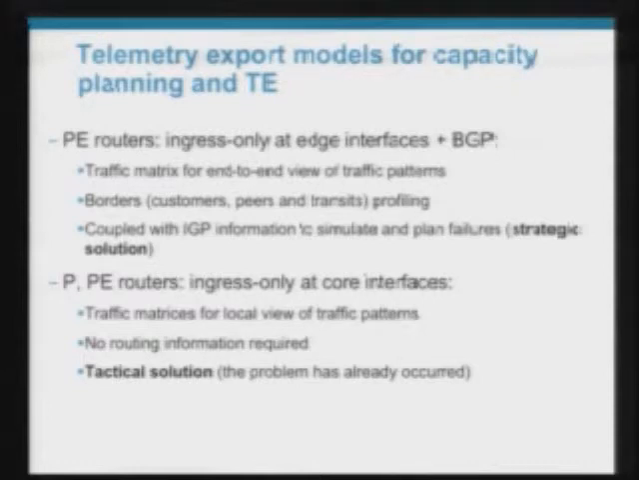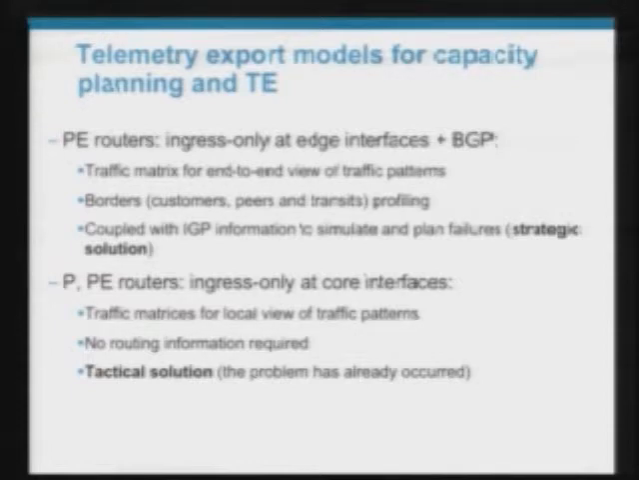What you end up with in this solution is that you will get a traffic matrix end-to-end, and it will be a unique traffic matrix with a unique view of your traffic flows. So it means PoP-to-PoP, or BGP peer AS to BGP peer AS, or from source AS to destination AS. And so that's very interesting to do.